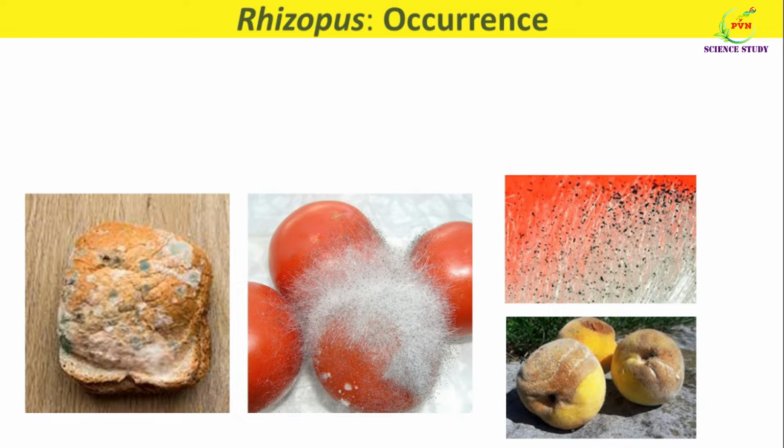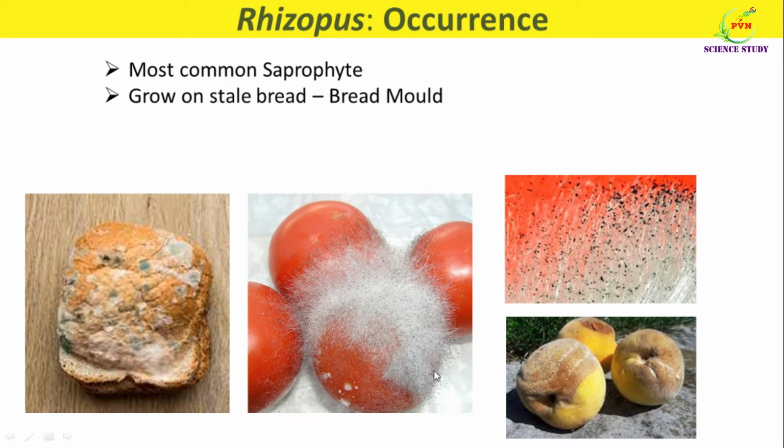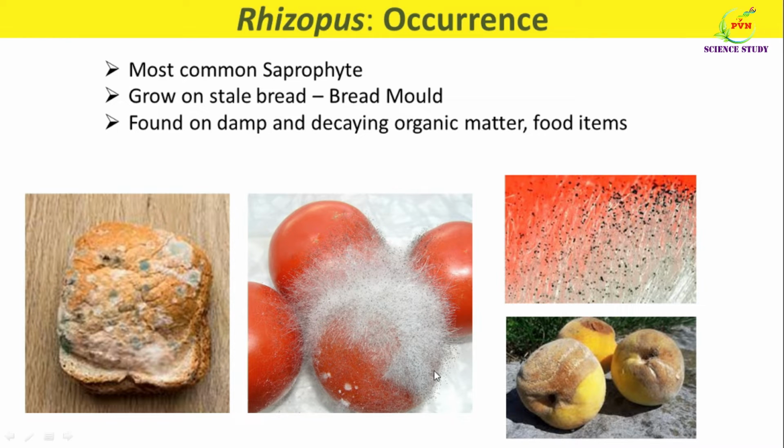First of all, we will study occurrence of Rhizopus, and here in these pictures you can see where Rhizopus occurs. Rhizopus is the most common saprophyte found growing on the stale bread, and hence it is commonly known as bread mold. Rhizopus is also found on damp and decaying organic matter like fruits, jellies, jams, vegetables, pickles, etc. Here also you can see how it is growing on the fruits and vegetables.